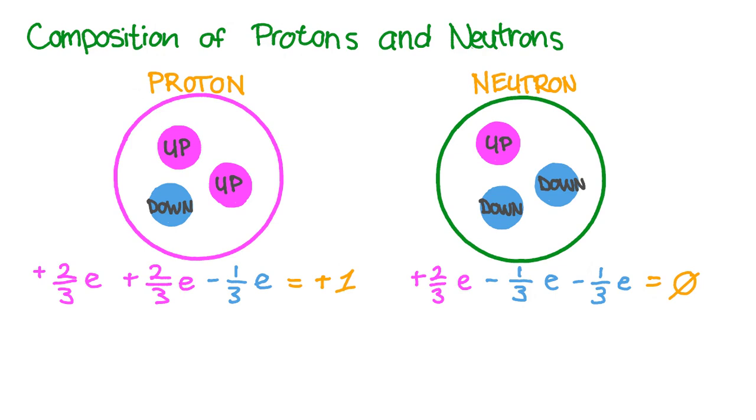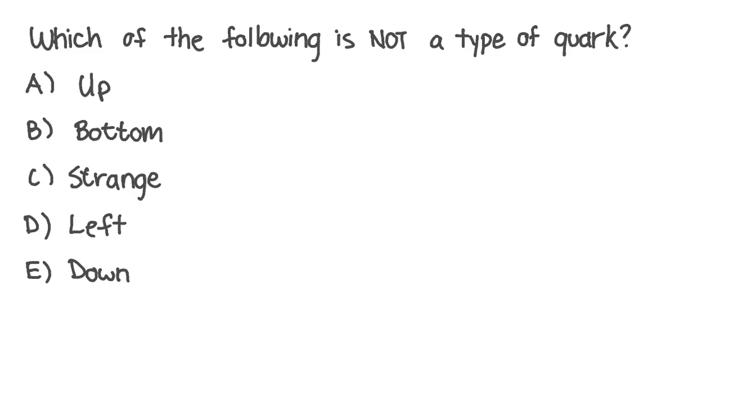Now we've learned what quarks are, the different flavors of quarks, and the properties of quarks, so let's test our knowledge with a problem. Which of the following is not a type of quark? A, up; B, bottom; C, strange; D, left; or E, down?